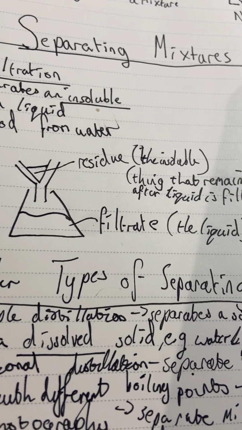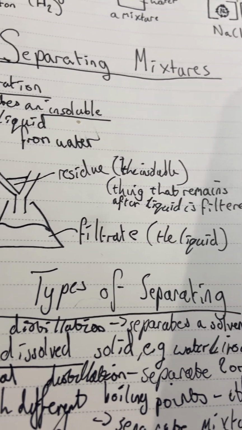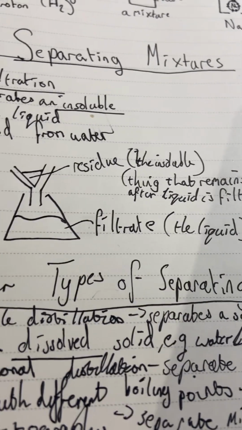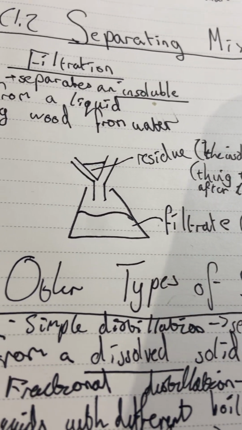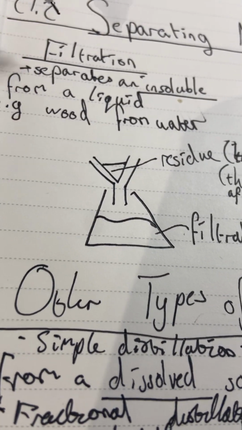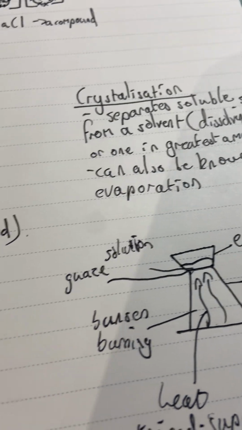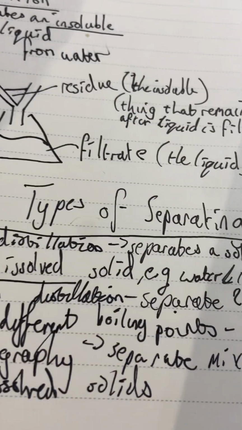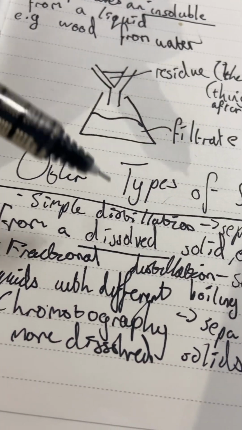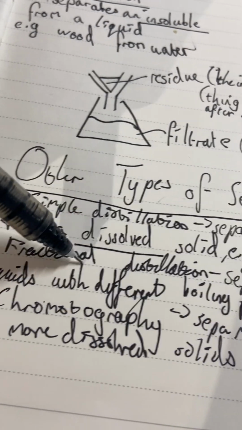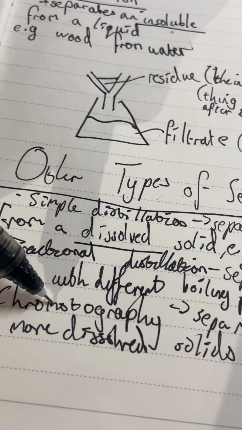Separating mixtures, C.1.2. There are 5 different types of separating mixtures that you need to know about. One is filtration, another is crystallization, which are the two we'll cover today. The other types, though, are simple distillation, fractional distillation, and chromatography.